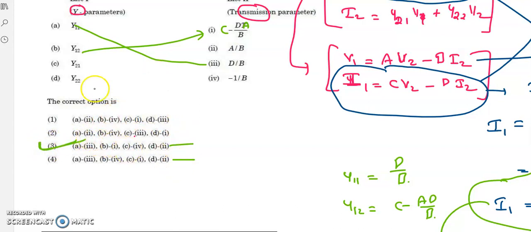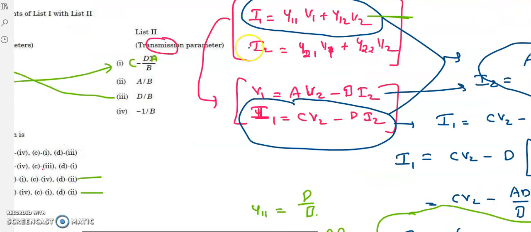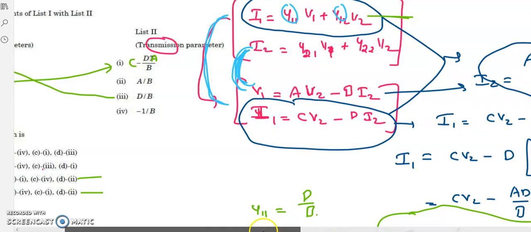That means c has to be matched up with 4 and d has to be matched up with 2, right? If you want, I will explain both these two parameters also. Previously we solved with both these two equations and we got y11 and y12, and now I am taking both these two equations, fine? So I am writing both these two equations separately here.